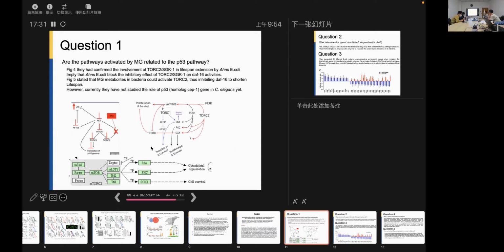So what we see here on the top right is actually not a C. elegans pathway, as I see from the genes. That's not C. elegans. You can see this one is C. elegans. This one on the bottom is C. elegans.